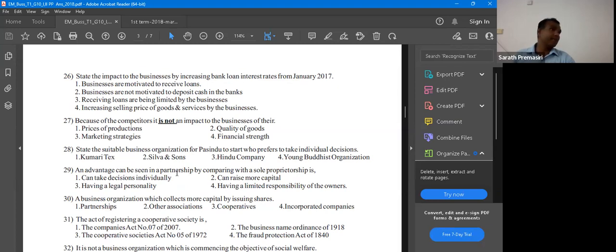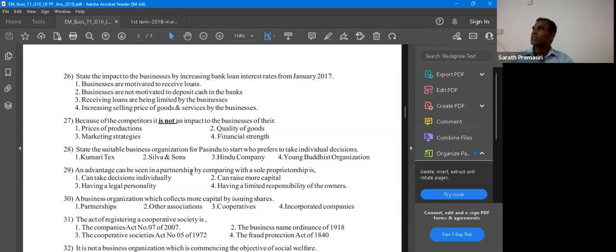Partnership is a business of two or more people. Minimum number of partners, 2. Maximum number of partners, 20. Company Act number 7 of 2007. The maximum of 20 is specified there.